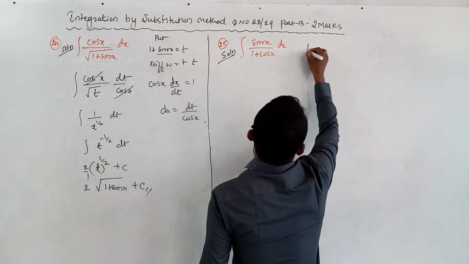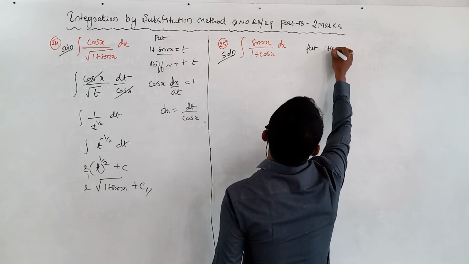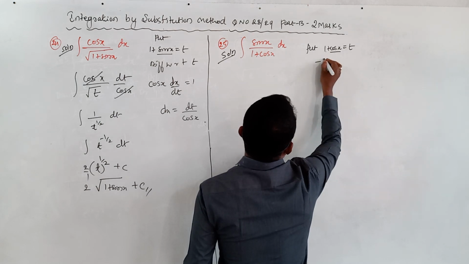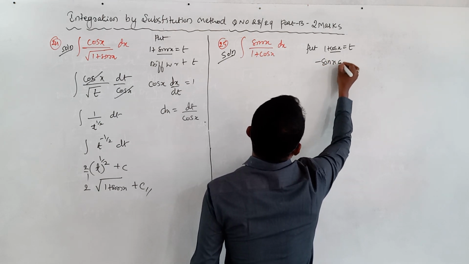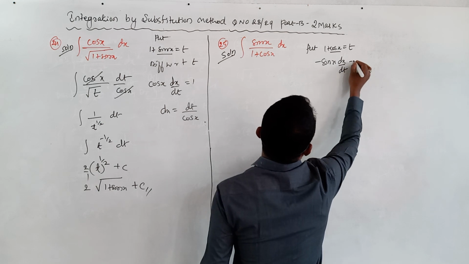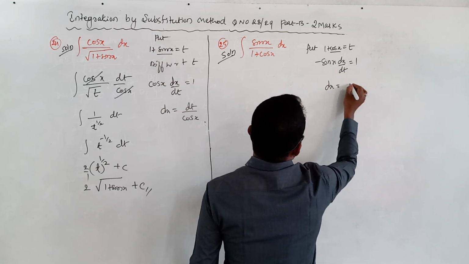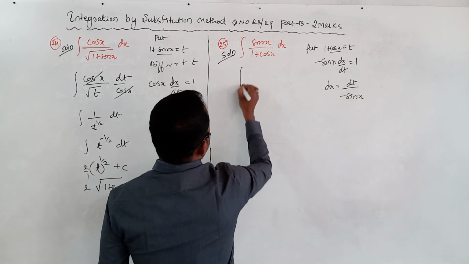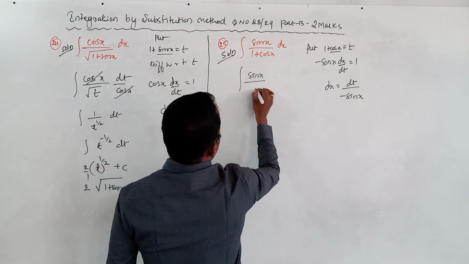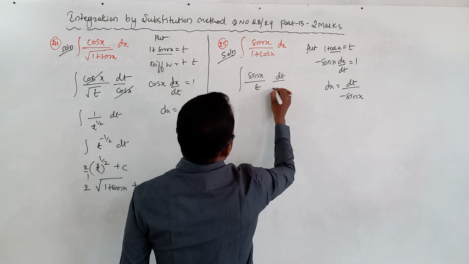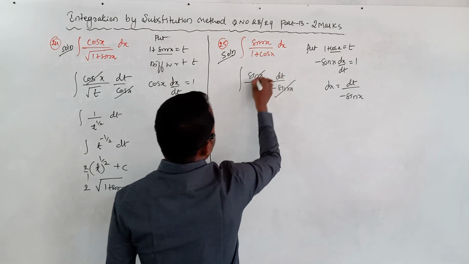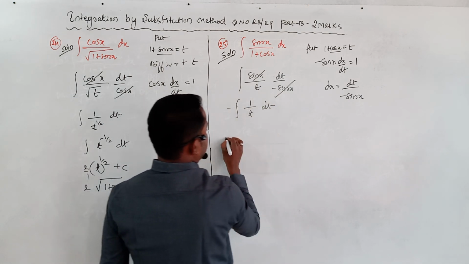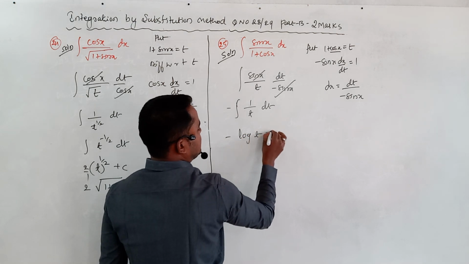Put 1 plus cos x is equal to t. Derivative of 1 is what? 0. Derivative of cos is minus sin x. Derivative of x with respect to t, dx by dt. Derivative of t is what? 1. dx is equal to dt divided by minus sin x. Then sin x divided by t, dt by minus sin x. Sin x cancel. Take minus sign outside. Integration of 1 by t dt is minus log t plus c.